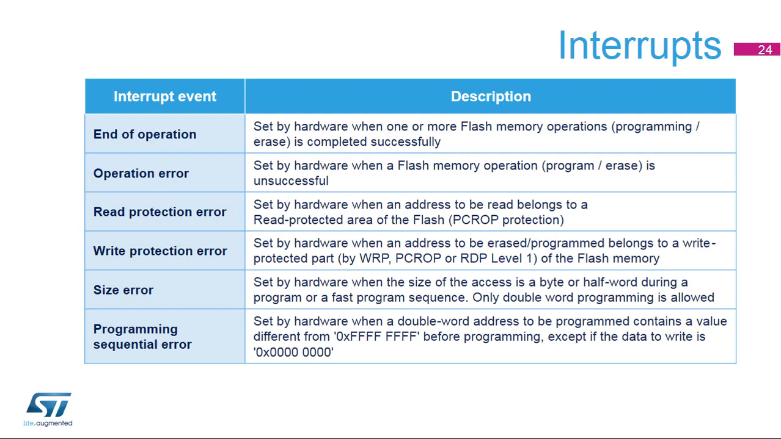The flash memory controller supports many interrupt sources, listed in this slide and the next one. An interrupt can be asserted upon successful end of operation. An interrupt can also be asserted when an error occurs during a program or erase operation. Protection violations can also cause interrupts. A size error occurs when the data to be programmed is not word-aligned. Programming sequential error occurs when a program operation is attempted without having previously erased the location in flash memory.